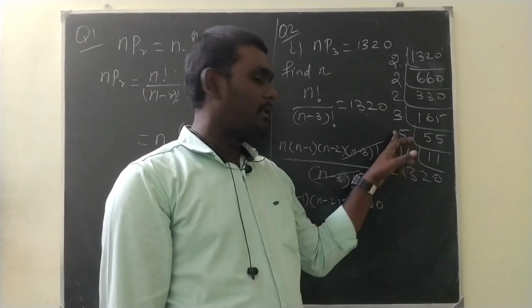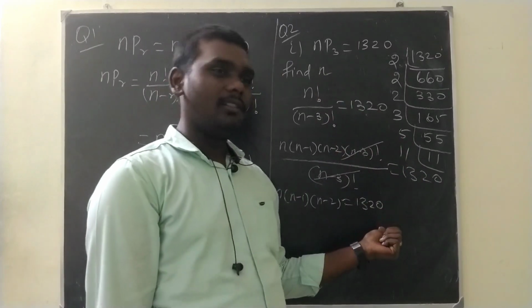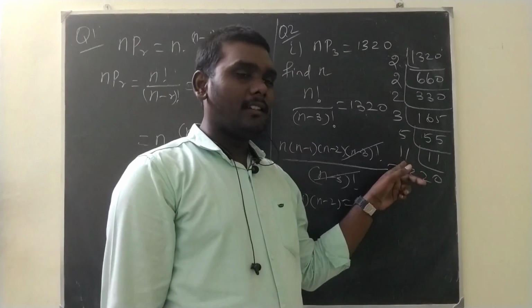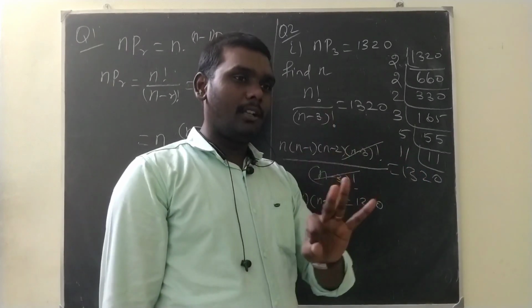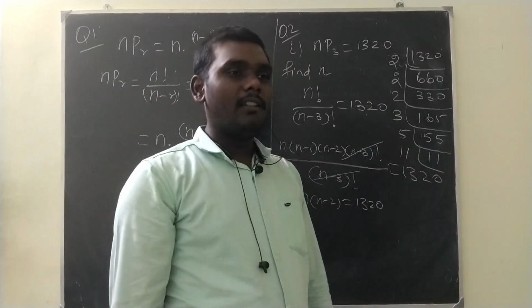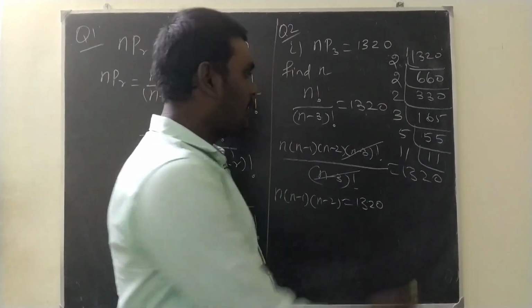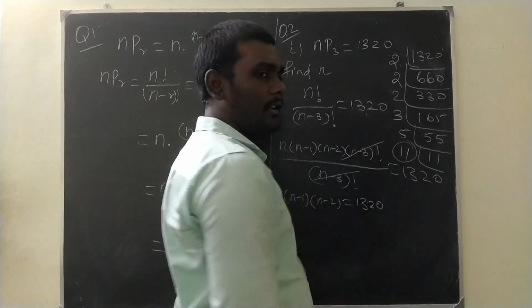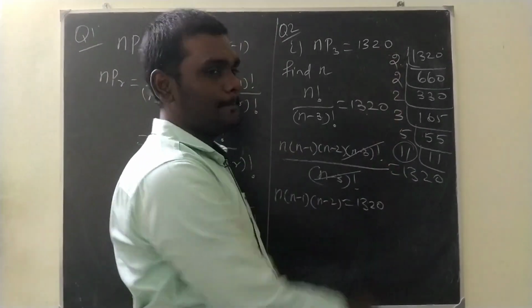Because if you multiply, big numbers will come. This is simply 1320. So you just think either it could be 10, 11, 12, or else 9, 10, 11, or else 11, 12, 13. Among these, any one number, I fixed this as 11. 10 is possible in this product.